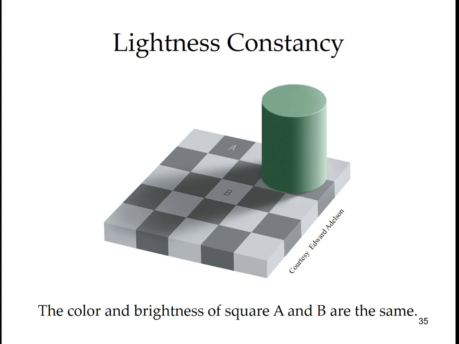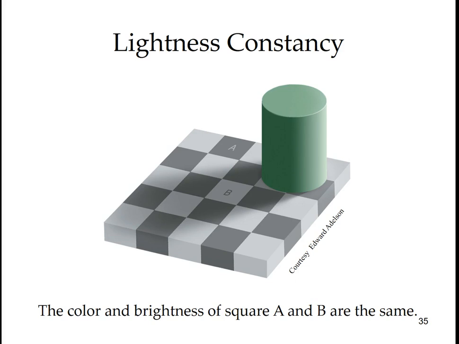Lightness constancy: the color and brightness of squares A and B are the same. Lightness constancy enables us to perceive an object as having a constant lightness even when the light falling on it changes. Perceived lightness depends on relative luminance.